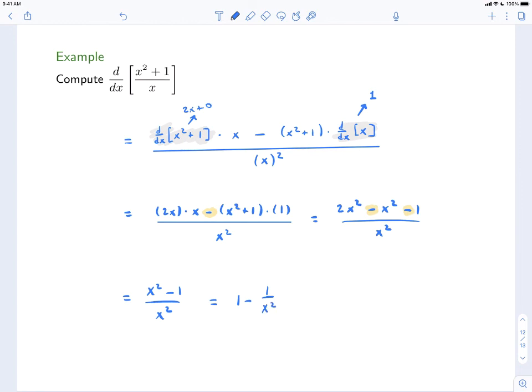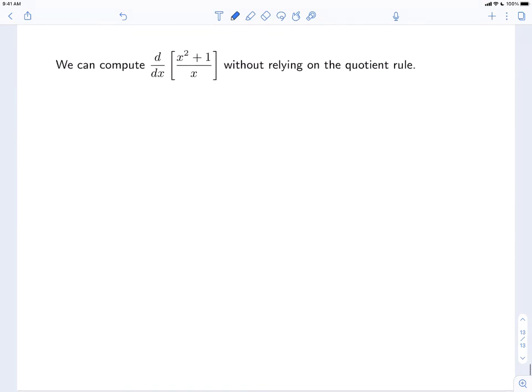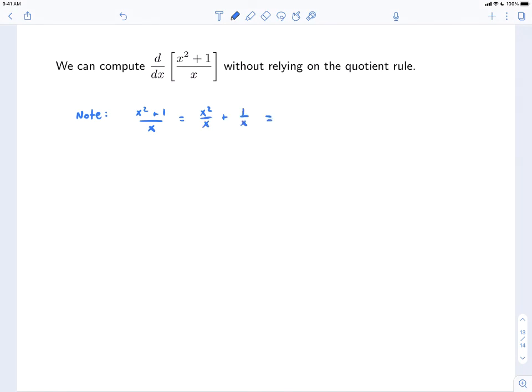The reason I'm doing that will become apparent in a moment, because this is yet another example of where you can get around using the quotient rule. So there are a couple of different ways we can think about this. So note, we can rewrite x squared plus 1 over x as x squared over x plus 1 over x. And we can simplify that first term, that's just x, plus, and let's write 1 over x as x to the negative 1.